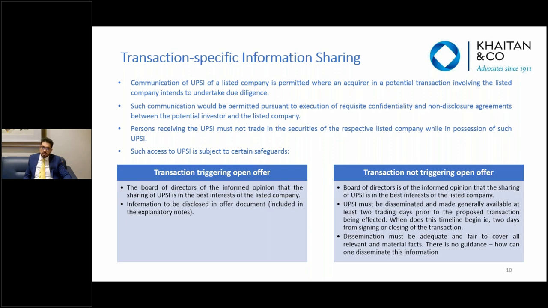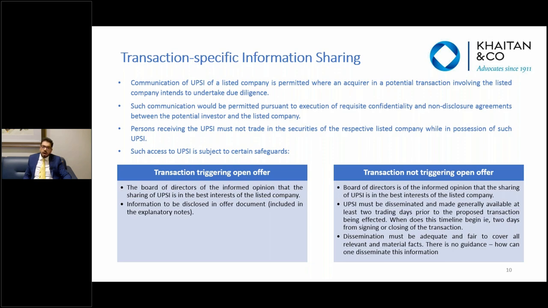Then the second type of transaction is a transaction where you do not trigger the requirement for a mandatory tender offer. So this would be a transaction where you're not crossing the thresholds or you're having an exempted transaction. In such cases, the board still needs to approve such sharing of information and still needs to be of the view that such sharing will be beneficial for the target company. But before any agreement is entered into for this transaction, at least 2 trading days before that, the unpublished price sensitive information will have to be made available generally.